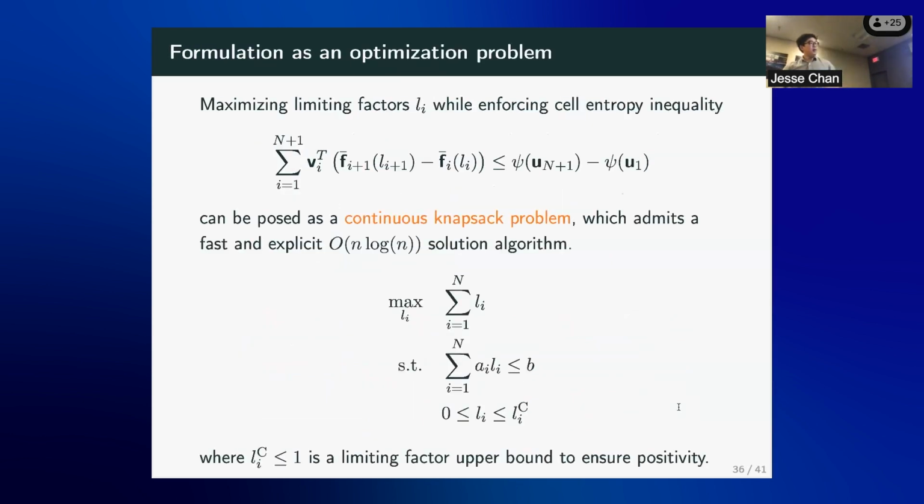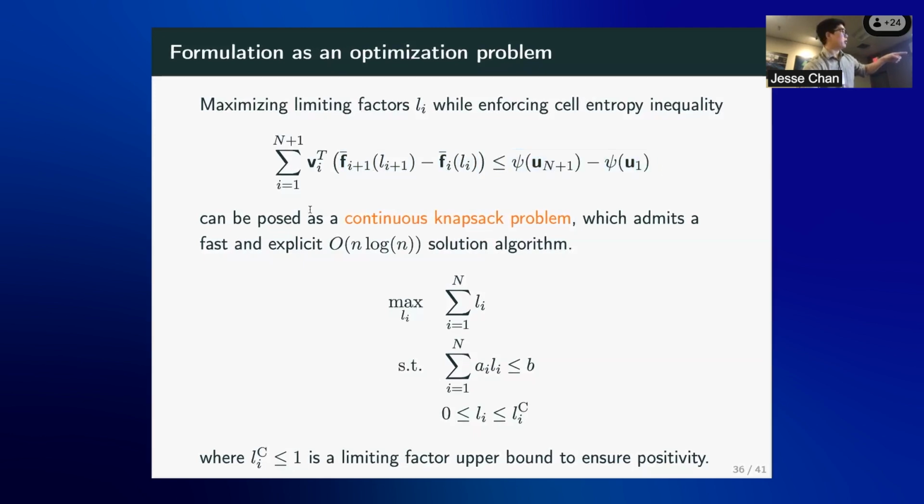So what makes this actually feasible is that when we enforce this cell entropy inequality, it gives us one particular inequality constraint. So I'm going to use this notation where these interface fluxes are given as functions of these limiting parameters. They're convex functions, and these are both, importantly, linear functions of these limiting parameters. So if we take this constraint, we basically want to enforce that v_i transpose times the difference of these fluxes is less than or equal to the jump in the entropy potential across boundaries.